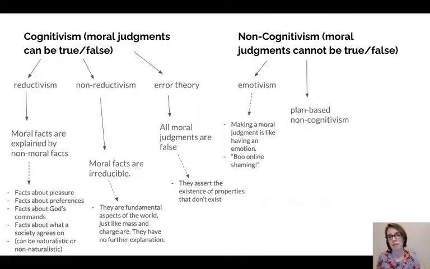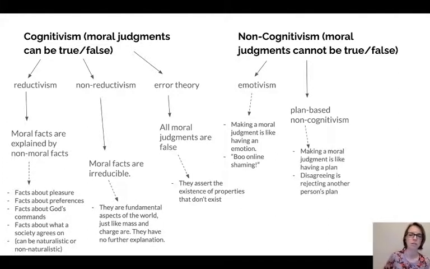But there are other kinds of non-cognitivist views. So one view that Michael Smith discusses is called plan-based non-cognitivism. Again, you don't need to know this, but this view says that making a moral judgment is like having a plan. So maybe if I say that online shaming is wrong, that means I have a plan to respond in certain ways to instances of online shaming that I see in the world. And one might further say on an account like this that disagreeing is just to reject another person's plan.